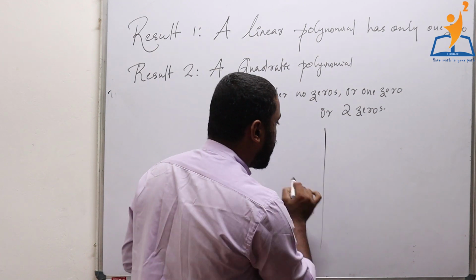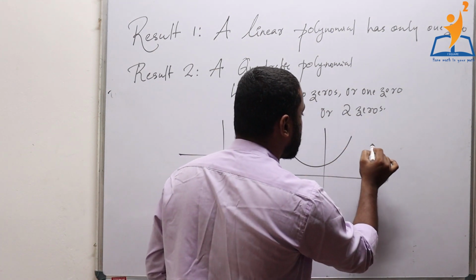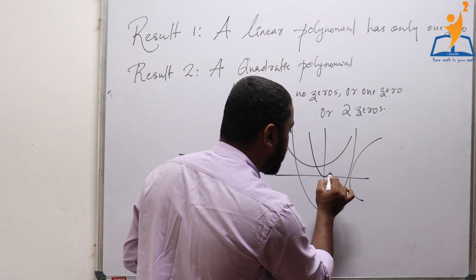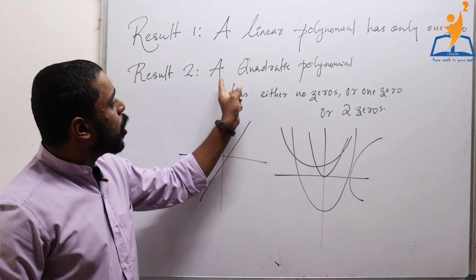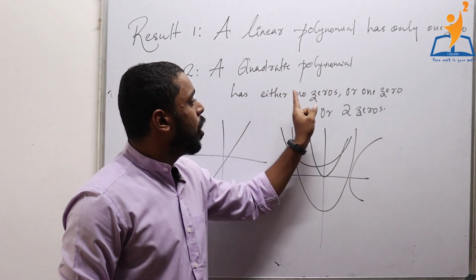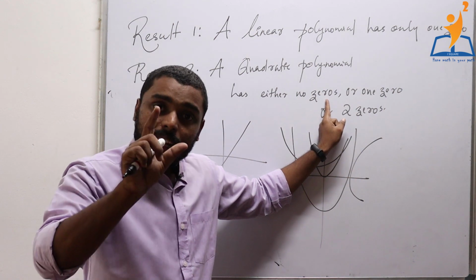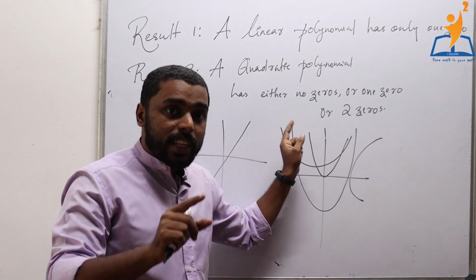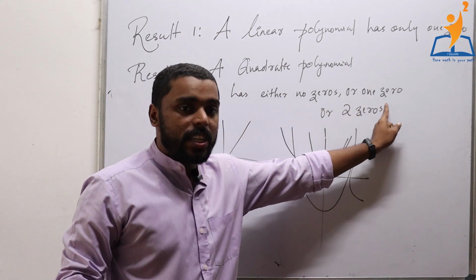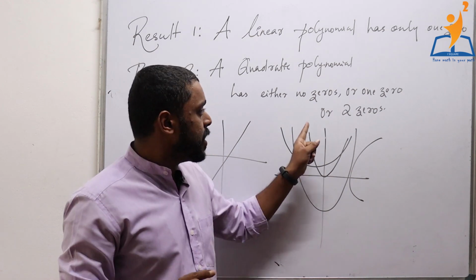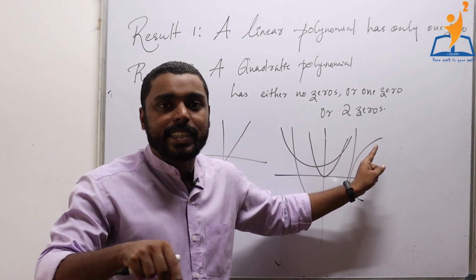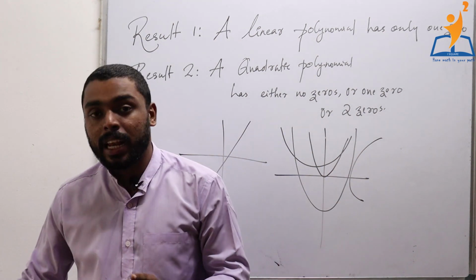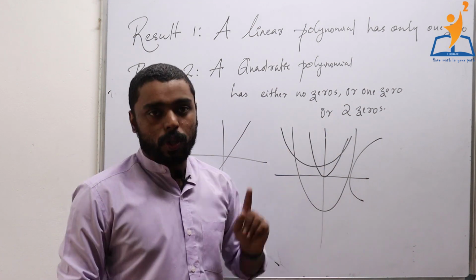That is, a quadratic polynomial's graph can either be like this or like this, or it can cross the x-axis 2 times, or it can just touch the x-axis. So a quadratic polynomial has either no zero, that is when the graph never touches the x-axis, or 1 zero, that is just touching the x-axis, or 2 zeros, that is crossing the x-axis 2 times. Is it clear? So a quadratic polynomial has at most 2 zeros.